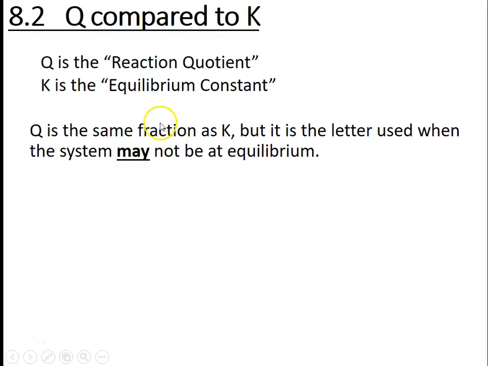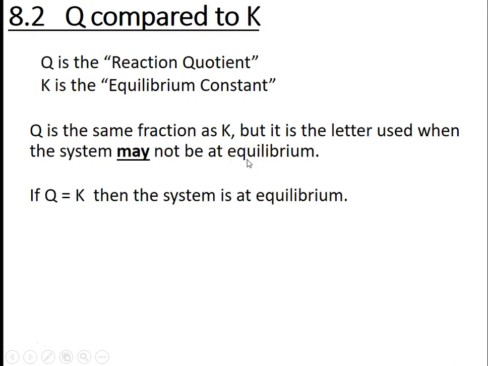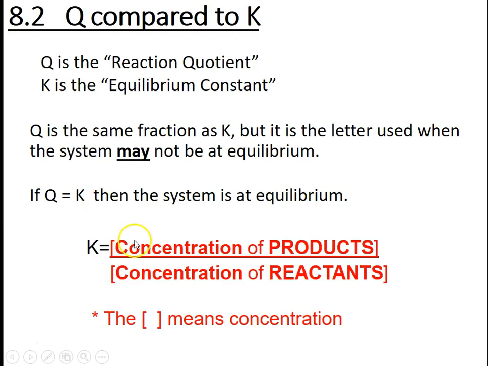Okay, this is using Q, which is basically exactly the same setup as the equilibrium constant K, the same sort of fraction, but it's used when you're not sure if the system is at equilibrium or not. If it's at equilibrium, then Q and K are exactly the same thing. They're both this fraction of the concentration of products over reactants, raised to the mole ratio numbers. Remember, the square brackets mean concentration.